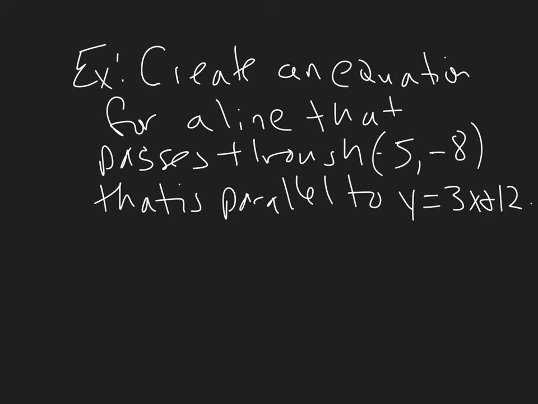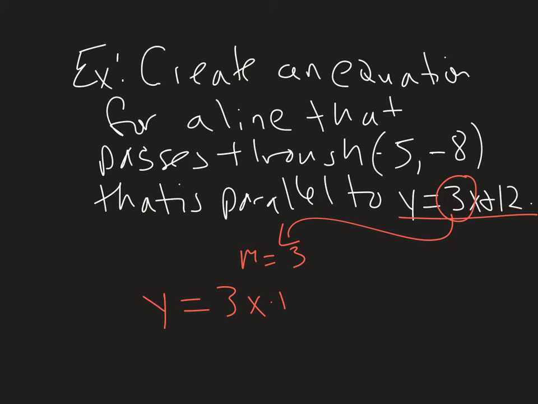So let's dive right into an example. Let's say I wanted to create an equation for a line that passes through the point -5, -8, and is parallel to y equals 3x plus 12. Well, if we look at this, I know parallel lines have the same slope. So it's parallel to this one, and 3 is the slope. So this already tells me my slope is 3 for whatever line I'm doing here. So I know that y equals 3 times x plus b.